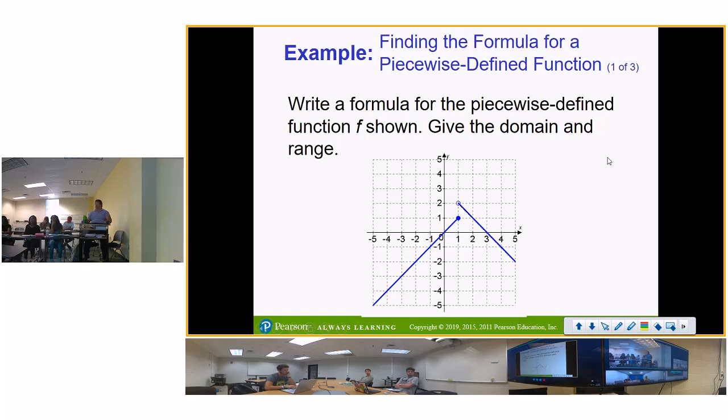We'll get back to graphing one in a minute. Go ahead and find the equation for the line on the left, and find the equation for the line on the right. That means you got to pick 2 points.